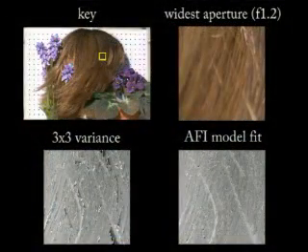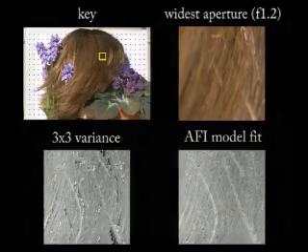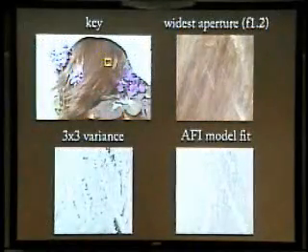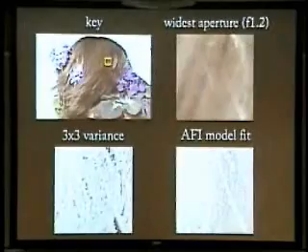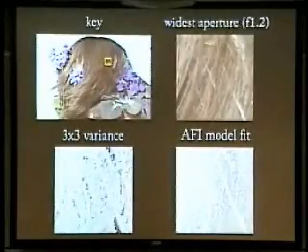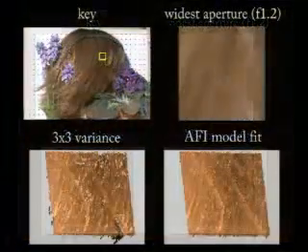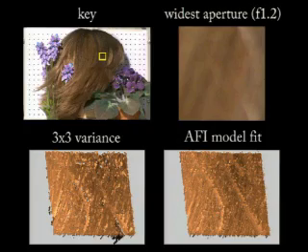So I should point out that all of our methods are shown at pixel level with no smoothing. On the other hand, our AFI model fitting leads to very detailed depth maps at the level of individual strands of hair. Variance, by contrast, you can see produces halos around the narrow structures and doesn't recover the foreground hairs as accurately.